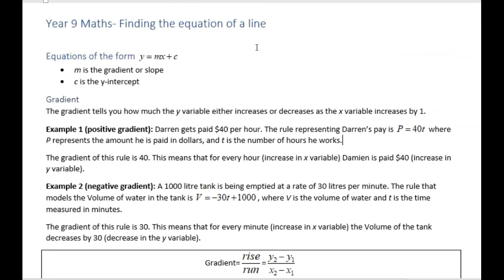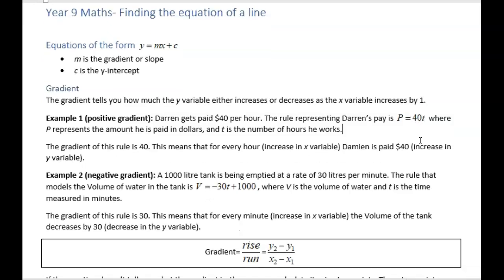Now, if we go back up and have a look at our general equation, y equals mx plus c, now there is no y and there is no x, but when we have a context for a problem, we don't use x and y. We use things that represent the context. So in this case, P is representing the pay, how much he's paid, and t represents time. Okay, so the number in front of t is 40, which represents the gradient.